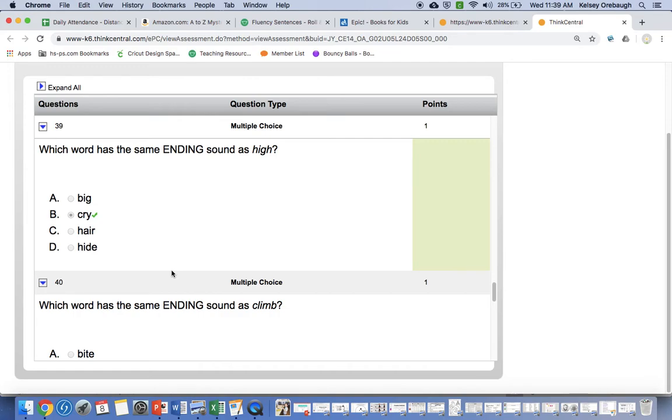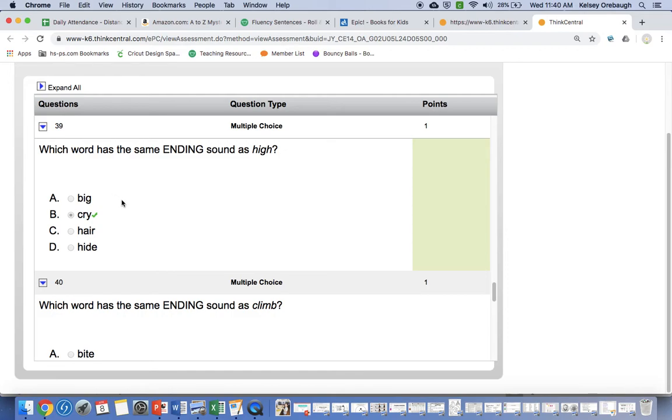Okay, hopefully we're getting the hang of this and seeing that it's focusing on sounds. 39. Which word has the same ending sound as high? High. Okay, so we did not focus on this silent consonant pattern, but in the word high, the G and the H are totally silent. So when we worked on long I's a while back, we know that I, G, H makes a long I sound. We hear the I sound in high. Okay? High. The G and the H are silent.